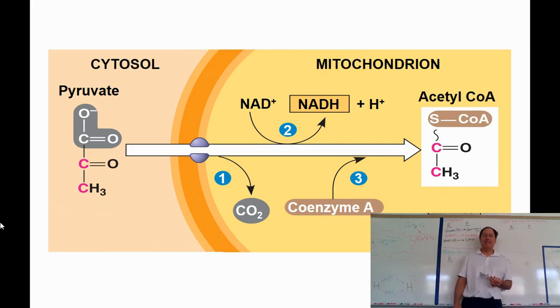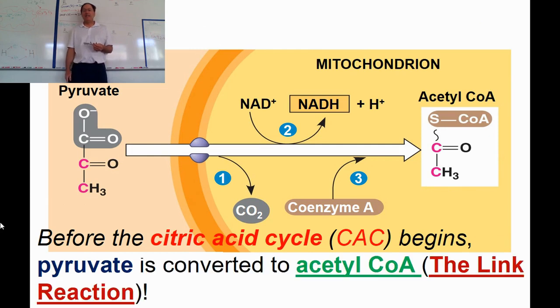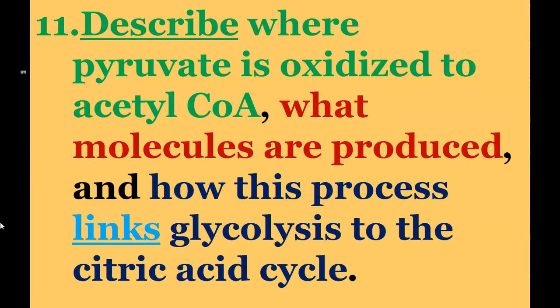I'm often wrong. It says before the citric acid cycle begins, pyruvate is converted to acetyl-CoA in the link reaction. Go ahead and turn to your neighbor and tell them what you know about the link reaction, please.